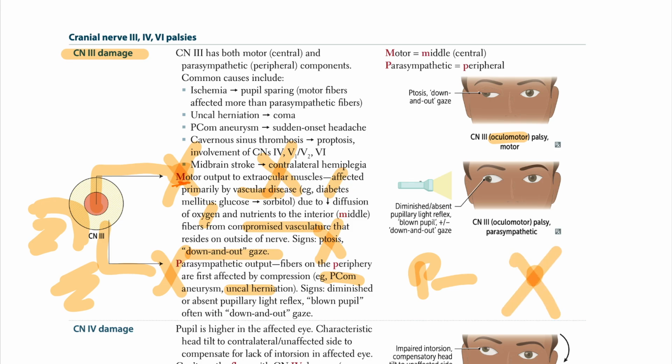Now, when you knock this out, you cannot constrict anymore, so you're going to have a dilation. So it's the blown pupil with down and out gaze. So here's the blown pupil, here's the ptosis. Two different things and two different structures. Not one structure, but two different sides of one cranial nerve.